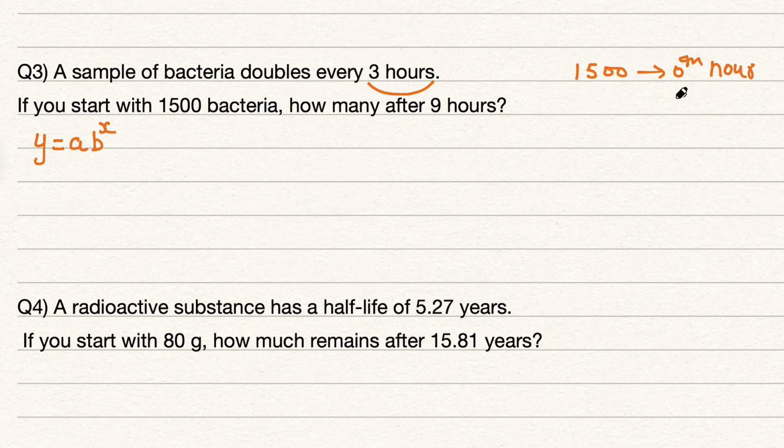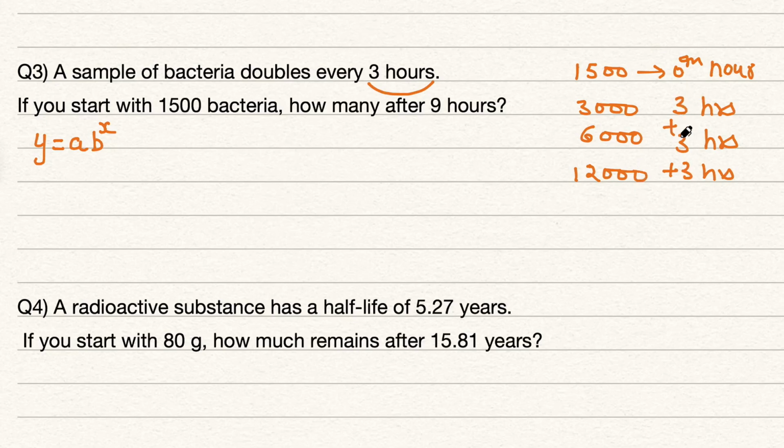After 3 hours, it doubles. That means it becomes 3000. Then again after 3 hours, it becomes double of 3000, which is 6000. And then again after 3 hours, it becomes double of 6,000, which is 12,000. So 3 plus 3 plus 3, now it's 9 hours, and 12,000 is the number of bacteria. This is how it is if you take it conceptually.